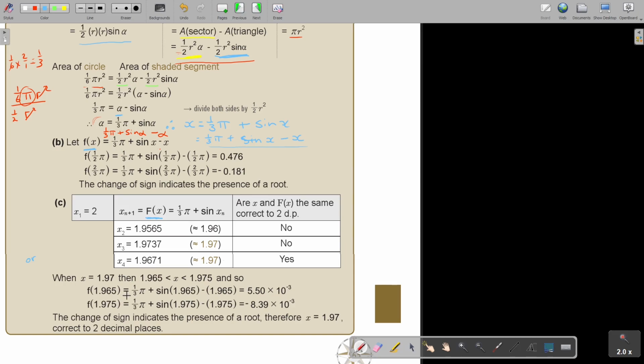And I do exactly the same as I did here. I substitute, but I substitute that angle in. Are you with me? And I get this answer, positive. Just take note, positive. And then I do exactly the same with the little bit behind, and I get negative. And then I say the change of sign indicates the presence of a root. Therefore, x is equal to 1.97 correct to 2 decimal places.